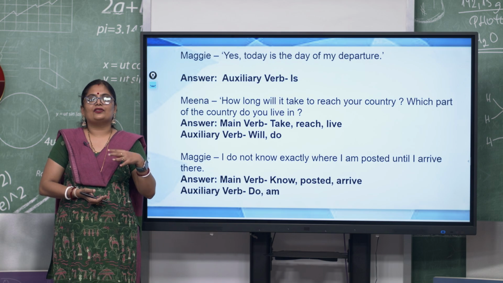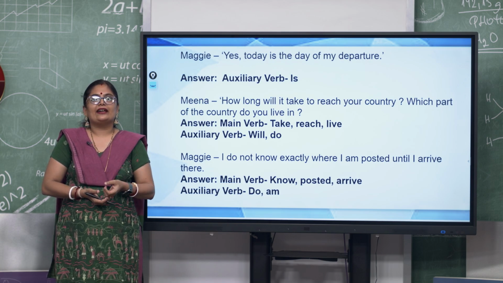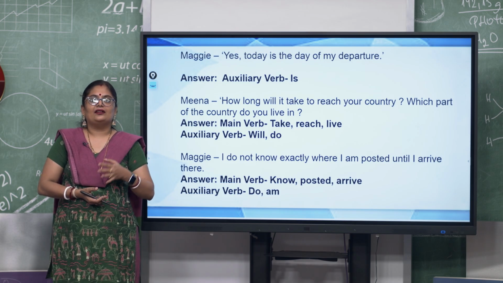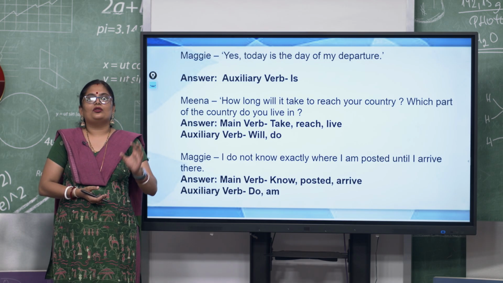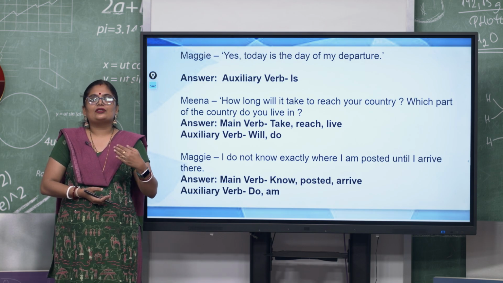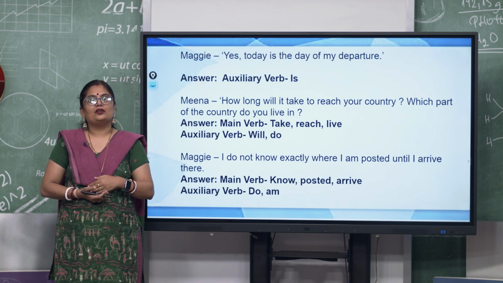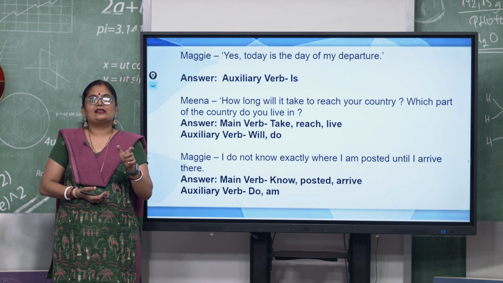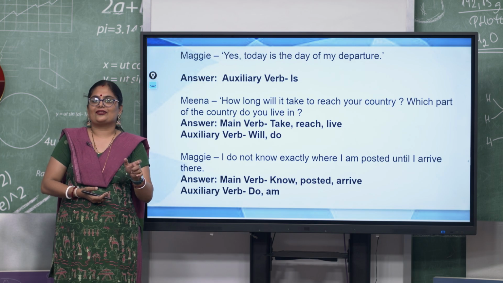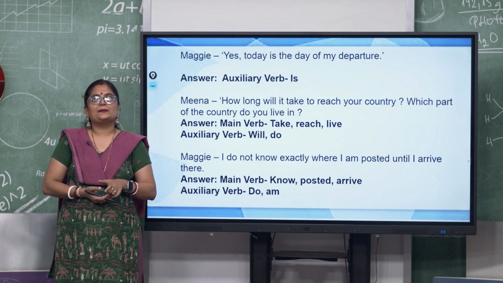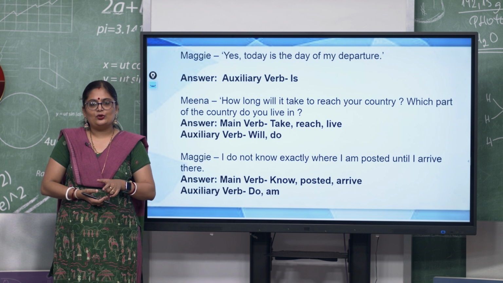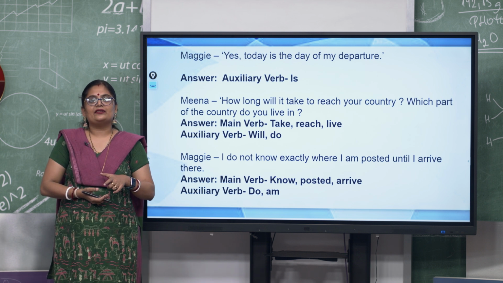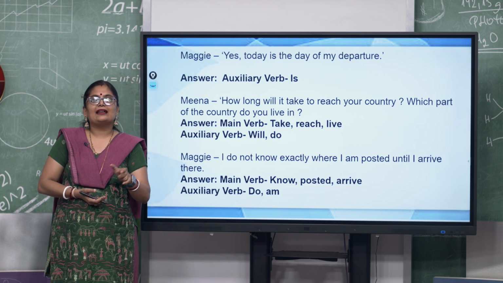Maggie, I do not know exactly where I am posted until I arrive there. This is a sentence which is spoken by Maggie. She has said, I do not know exactly where I am posted until I arrive there. Now, in this particular sentence also we have to identify which is the main verb and which is the auxiliary verb. Now, see, the main verb almost always denotes a sense of purpose and action. So, what would be the main verb in this particular sentence? It is know, posted and arrive. And what will be the auxiliary verb? It is do and am.